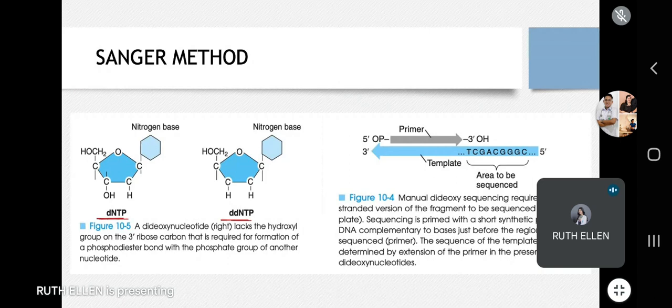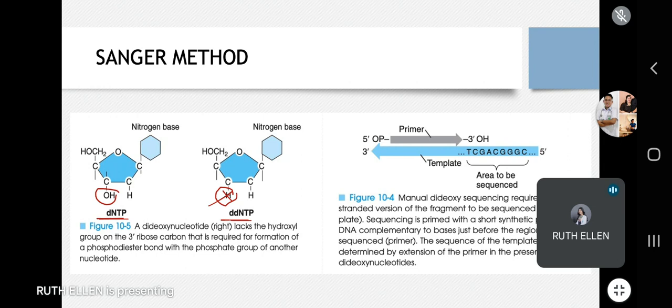Okay? So ano bang kinaibahan ng ating dNTPs from our ddNTPs? Okay, so kung titingnan nyo, sa kanyang carbon atom, at the third carbon atom, we have hydroxyl group for dNTPs. Okay? Pagdating kay ddNTPs, wala na tayong oxygen, walang hydroxyl group. Okay? So this hydroxyl group is required in the formation of a phosphodiester bond with another nucleotide. Okay? So kapag wala na siyang hydroxyl group, ibig sabihin hindi na tayo makakapag-bond, hindi na makakagawa ng phosphodiester bond sa isa pang nucleotide.